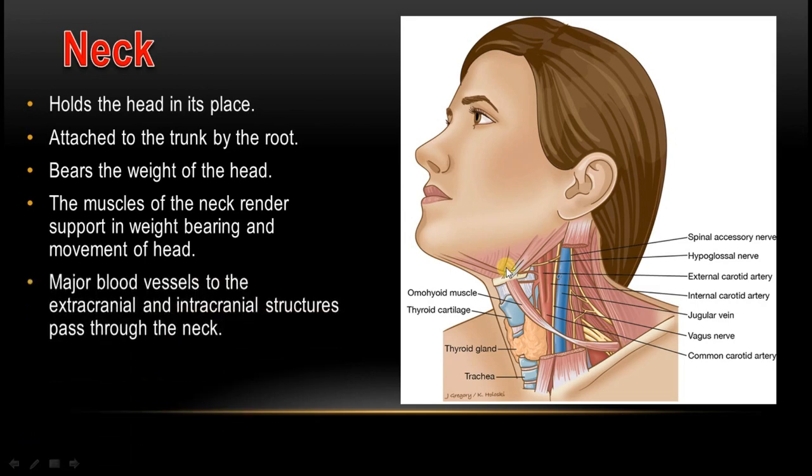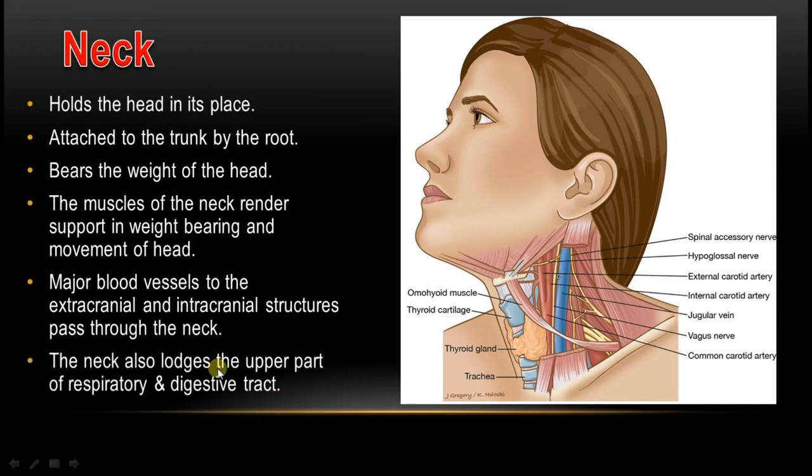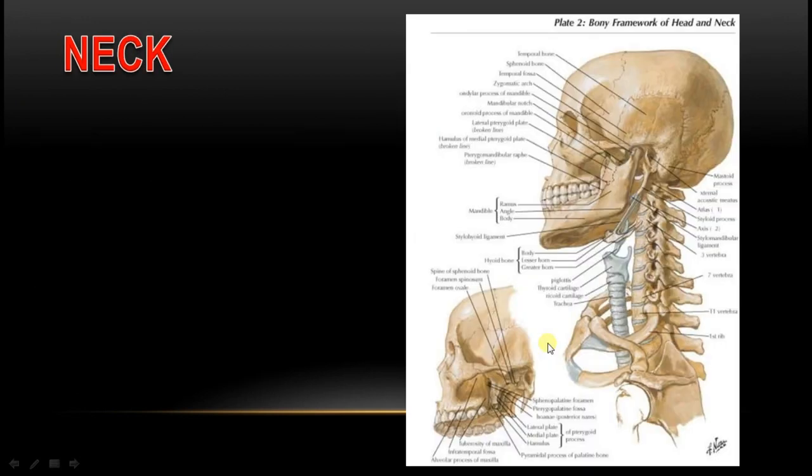Okay. So as I told you, the major blood vessels and nerves are all present. It also lodges the upper part of your respiratory tract, that is your larynx and the trachea, and behind that you see the esophagus, the upper part of your GIT. And then clasping the upper part of the trachea is your thyroid gland, and behind the thyroid gland you see the parathyroid glands are also present.